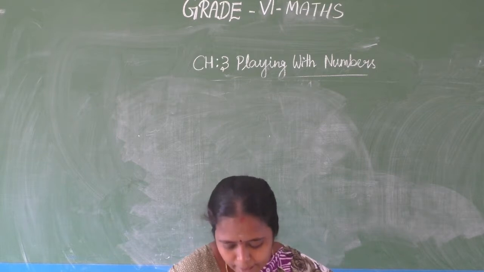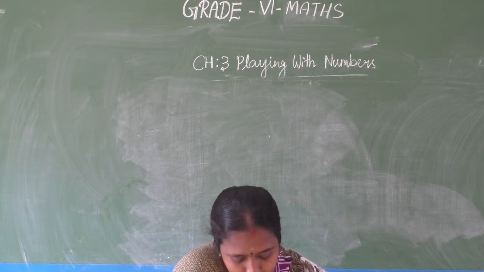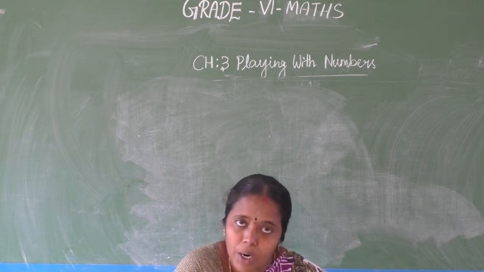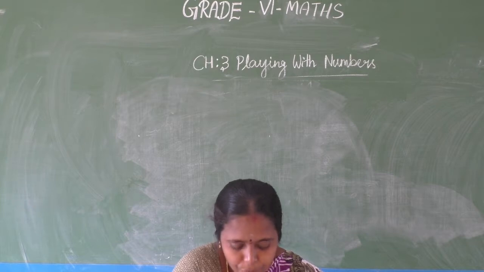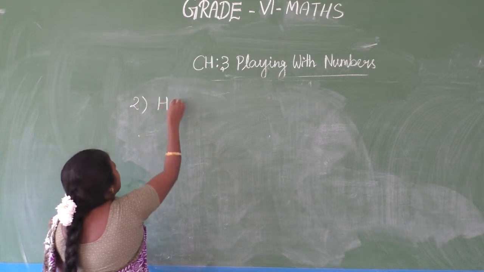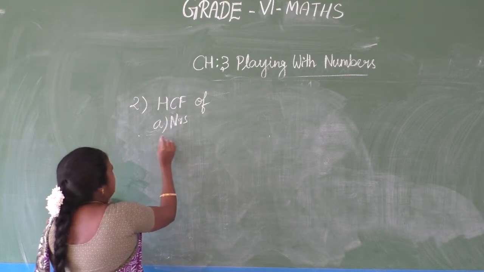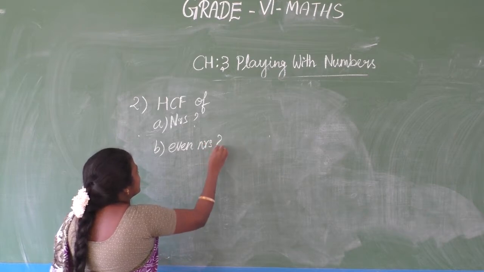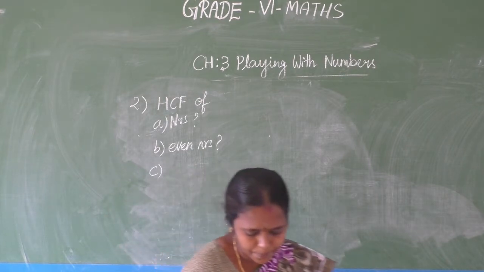Next, second section. Like that, a few remaining questions are there, you try. Come to the next, second section. What is the HCF of 2 consecutive numbers, 2 consecutive even numbers, 2 consecutive odd numbers? What is the question? What is the HCF of 2 consecutive numbers? So we have to find here the HCF of A question, consecutive numbers, B question, even numbers, C question, odd numbers.